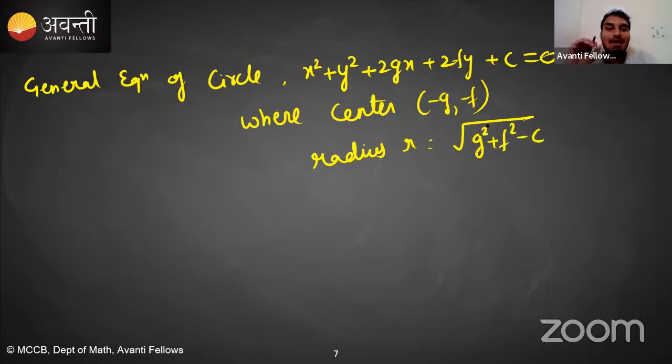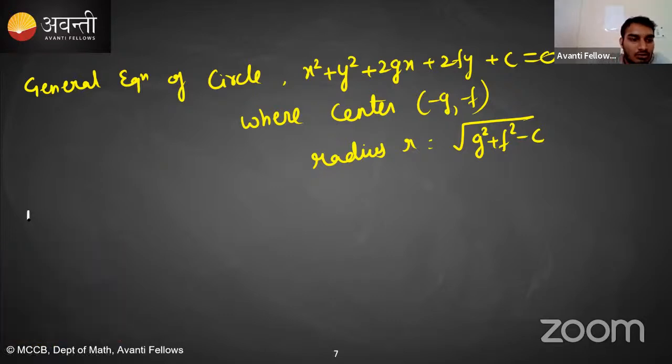Everyone should know that if a general equation of the circle is given, x square plus y square plus 2gx plus 2fy plus c is equal to 0, it means center is minus g comma minus f and radius is under root of g square plus f square minus c. Is this clear?